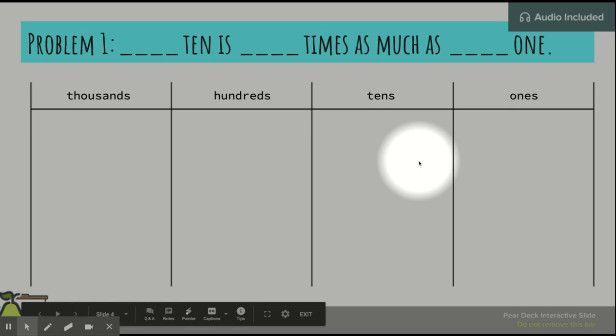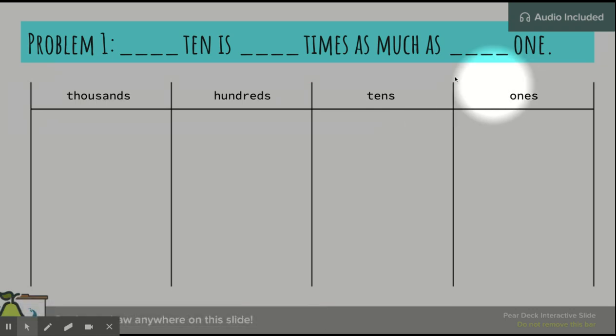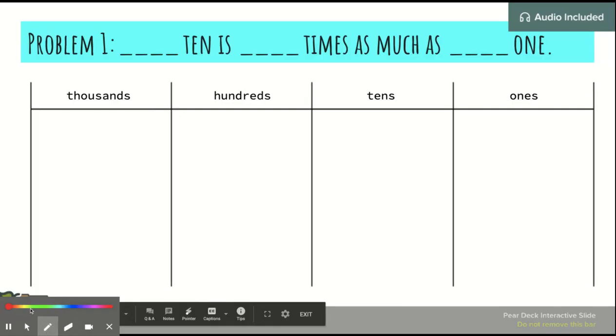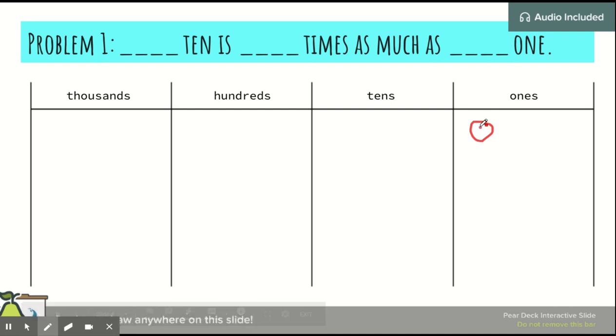Okay, so we are going to use a place value chart. So we have ones, tens, hundreds, and thousands to do problem 1. And we're going to convert ones into a 10. So let's start by drawing a red 1. Here is 1, 1. So we have 1, 1. Now we want to times this as much to make a 10.